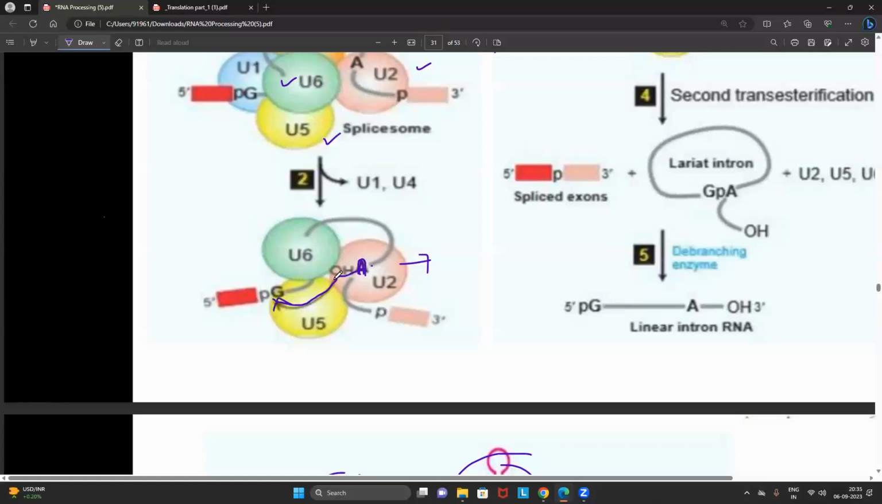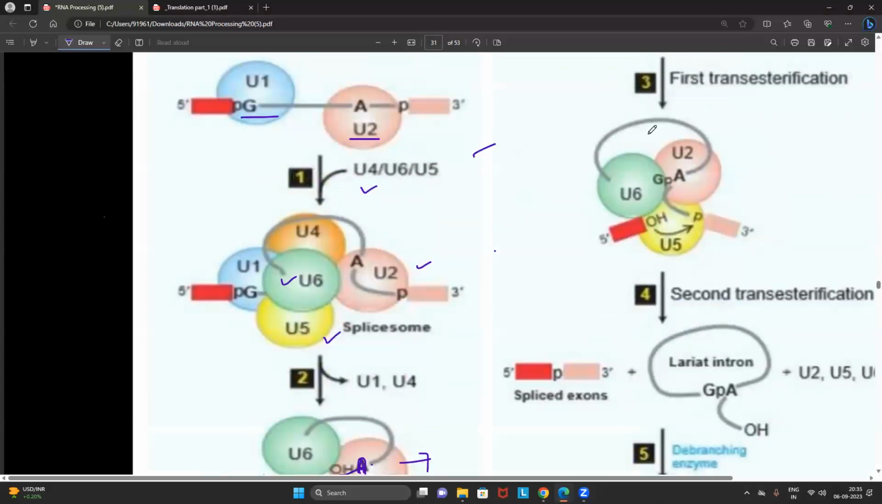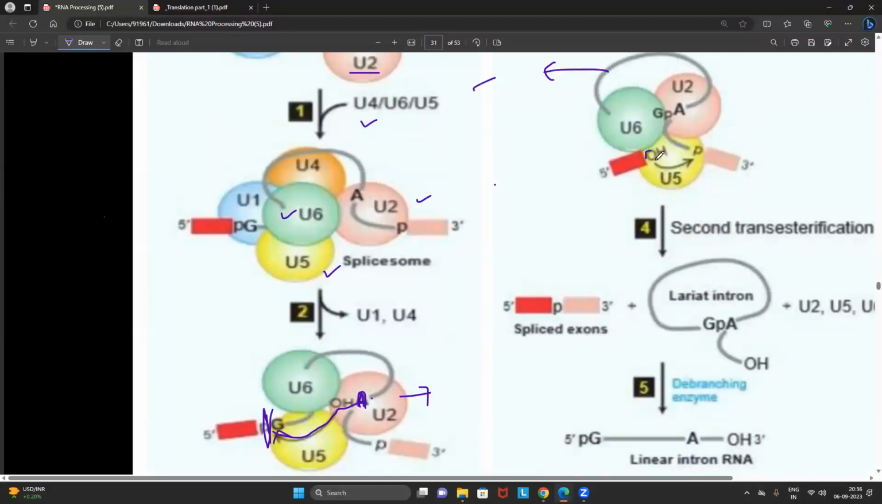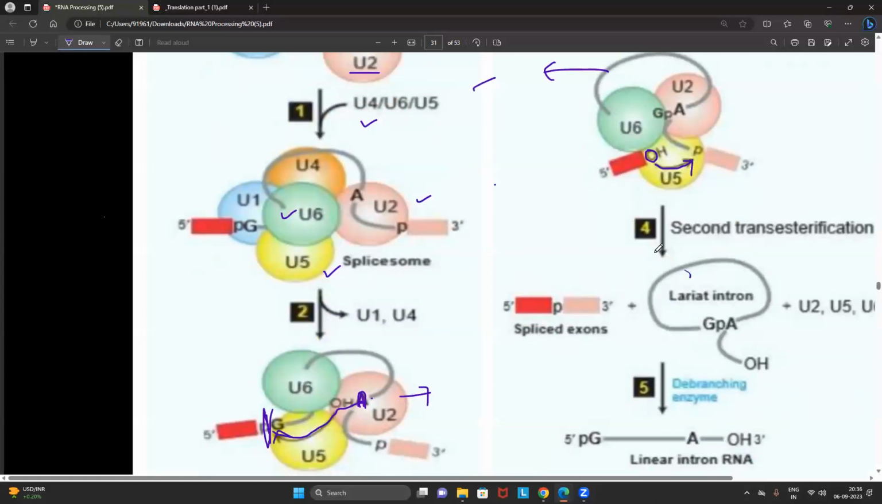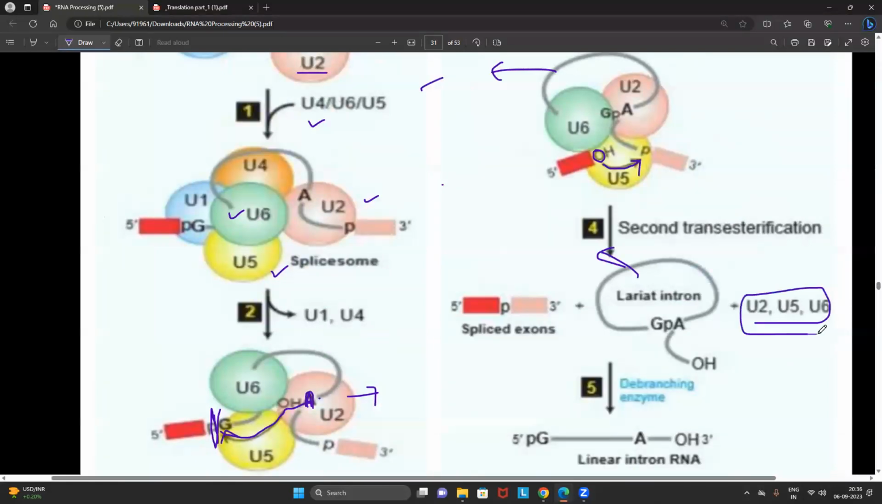Now the branch point, which has the OH group, will cut this splice site. Then what's happening? See this? Half the intron came out. Now this OH group will do the second transesterification, which means it will cut the phosphate group present at the 3' splice site. You got the point very clearly, right? Then the entire lariat intron will be released. U2, U5, U6 will be released out, and the exons become spliced with each other.